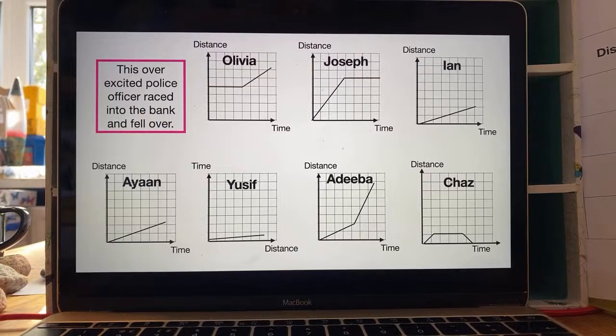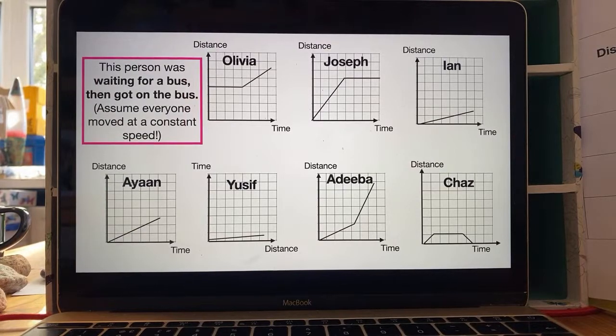You ready to go through the answers? Was that the most annoying plenary that any teacher has ever created? I think so, maybe. So who was waiting for the bus and then got on the bus? And what mistake did I make? Why is it sort of weird? Olivia is innocent. Olivia was waiting for the bus and then got on the bus.